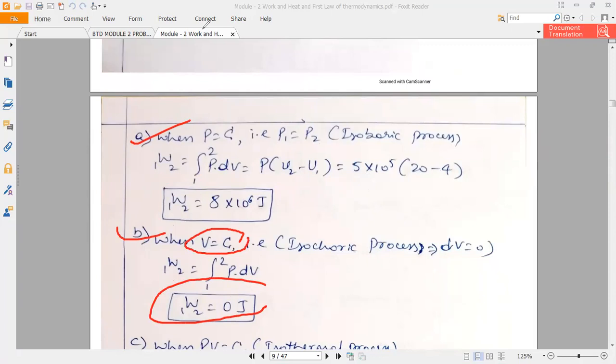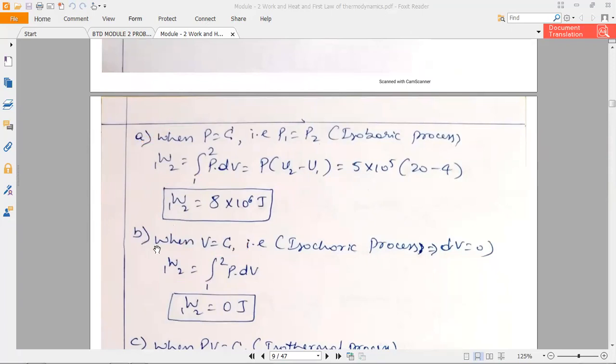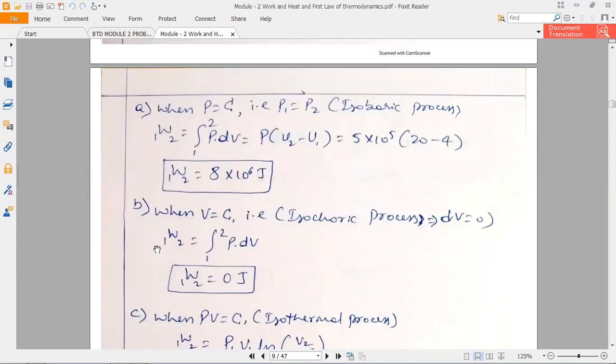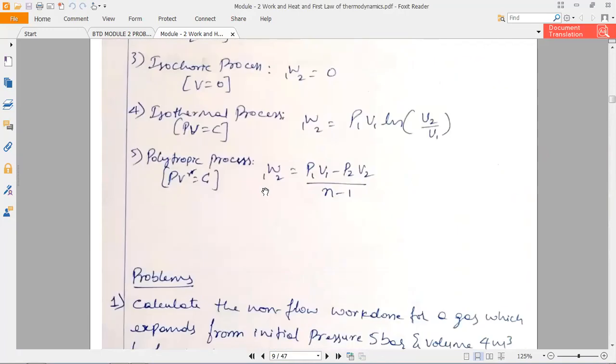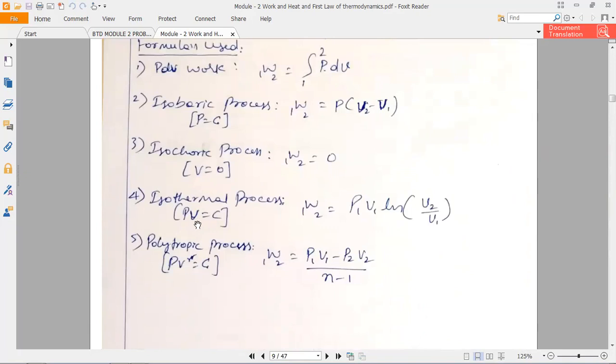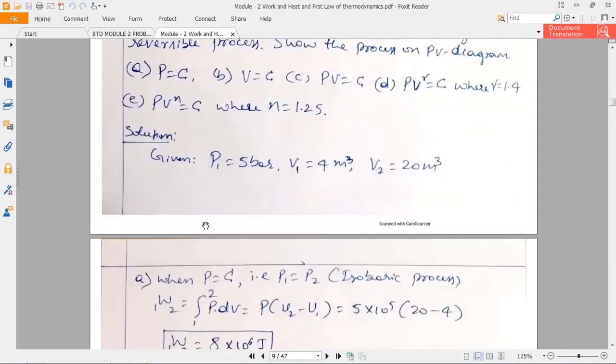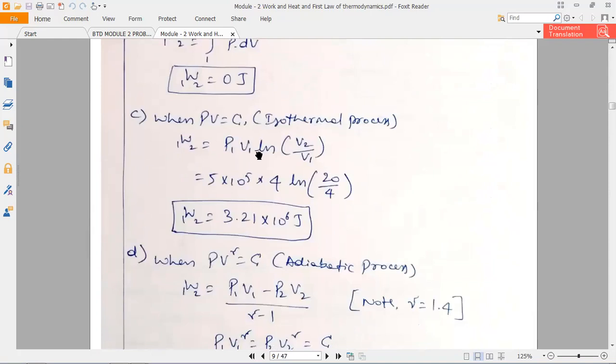There is no work done for the constant volume process. Next, for the isothermal process, PV is equal to constant. What is the equation for the isothermal process? Here you can see that for the isothermal process, the work is P1 V1 ln V2 by V1. Write that equation here: P1 V1 ln V2 by V1, where V2 is the final volume and V1 is the initial volume.